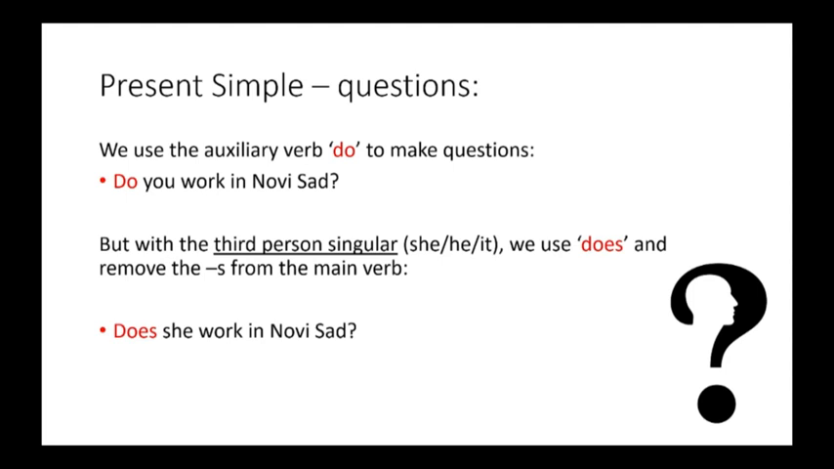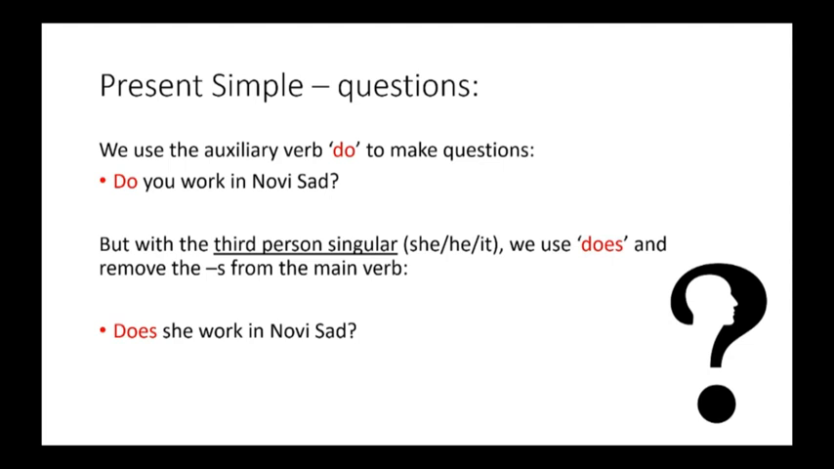However, like in affirmative and positive sentences, the third person singular is different. Here we use does, and we remove the s from the main verb. So what we did here is actually we added es to the auxiliary verb do, and we removed the s from the main verb. Does she work in Novi Sad? It's simple.